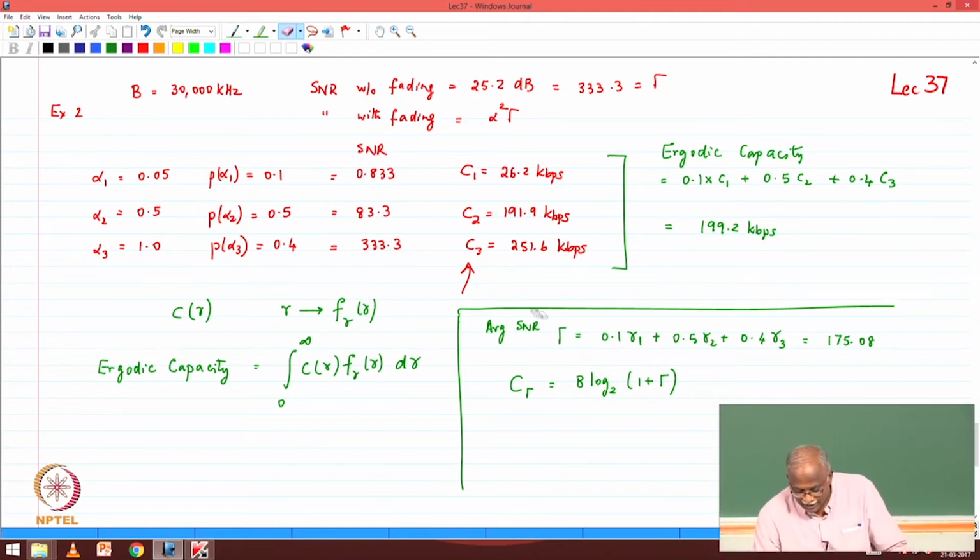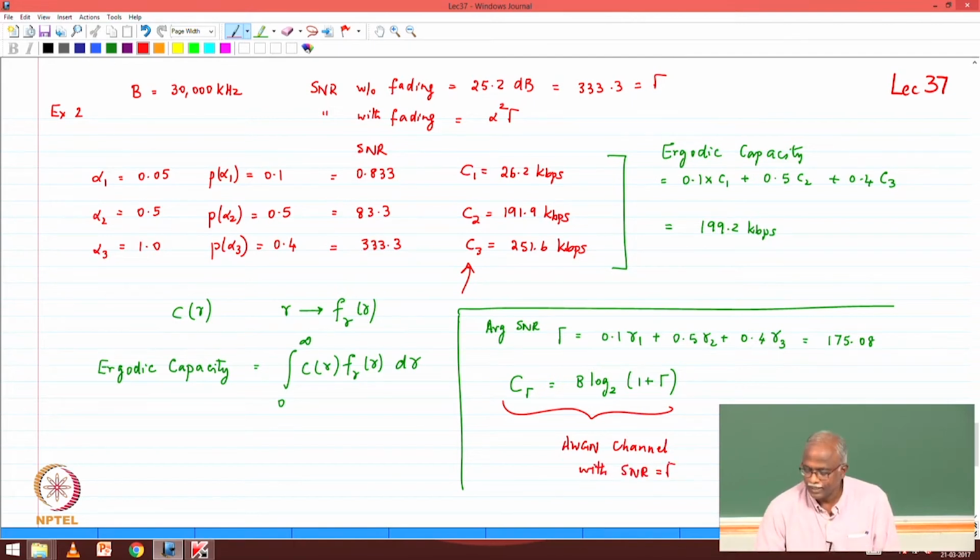So this latter case, which is in green, is like an AWGN channel which has average SNR equal to gamma. This is the capacity equation for an AWGN channel with this gamma. There's only one channel, one capacity number, with SNR equal to gamma. It's very interesting for us to compute that. This comes out to be 223.8 kbps.